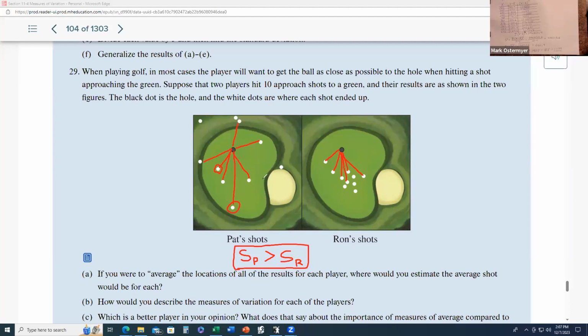And the key assumption is that both these players were the same distance away from the hole, same angle away from the hole, under the same weather conditions. That's a key assumption too. If all those factors were the same or held constant, you can see definitely Ron was the more consistent golfer in this case.